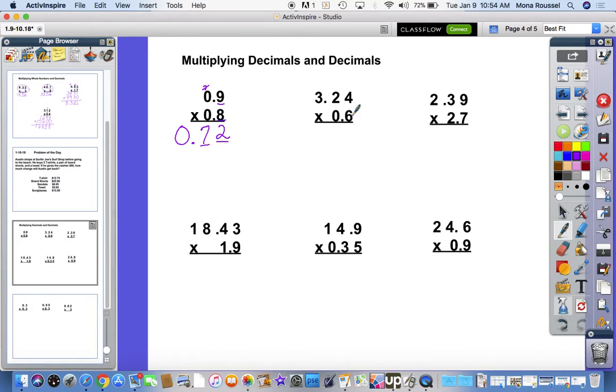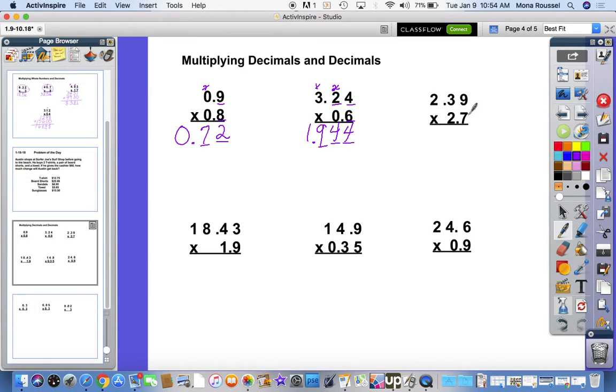If we look at our second example, we'll multiply 6 times 4 is 24. 6 times 2 is 12, plus 2 is 14. And 6 times 3 is 18, plus 1 is 19. We don't have to multiply this 0, that's a placeholder. So we're finished multiplying. We now have to put our decimal point in the correct place. There are 2 decimal places in the first factor, 1 in the second, so it's a total of 3 decimal places that have to be shown in the product. So we get 1 and 944 thousandths.